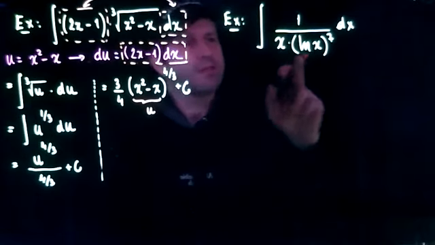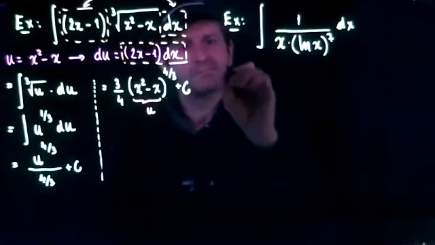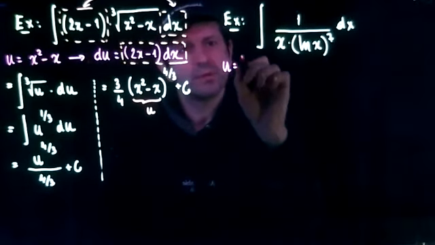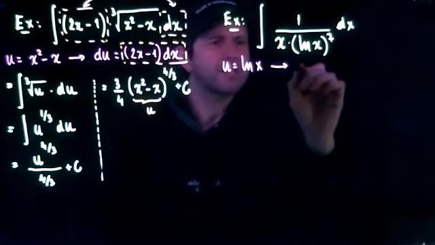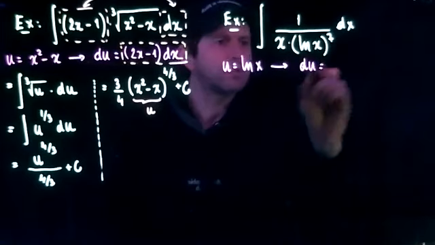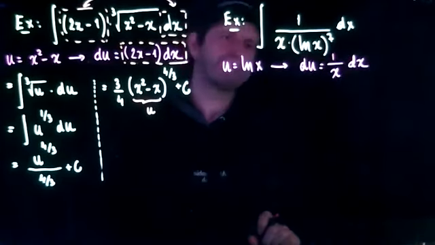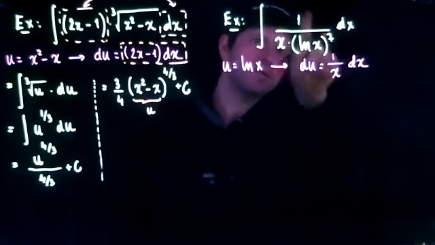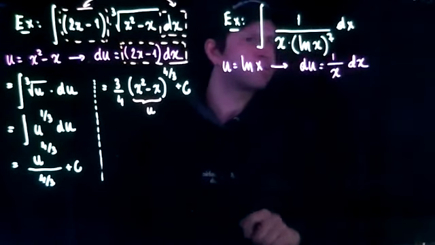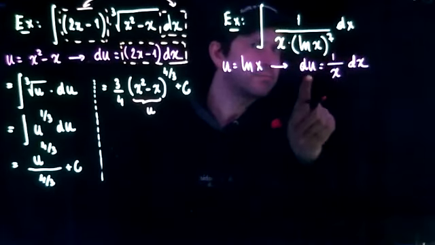This one, what did you use as u? The ln x. Very nice. So u equals ln x, so the derivative of ln x is du. The derivative of ln x is 1 over x dx. I recognize 1 over x dx. Here it is, 1 over x dx. It's waiting for me here. I'm going to replace 1 over x dx by du.